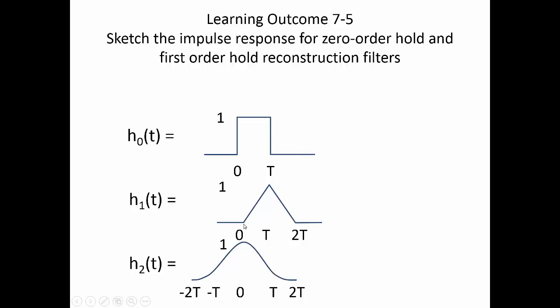Well, is this causal? H of t is 0 for all t less than 0. What effect does this have on our response? We're no longer putting the triangle around the impulse, we're putting it next to the impulse. We're going to keep the area associated with the impulse.